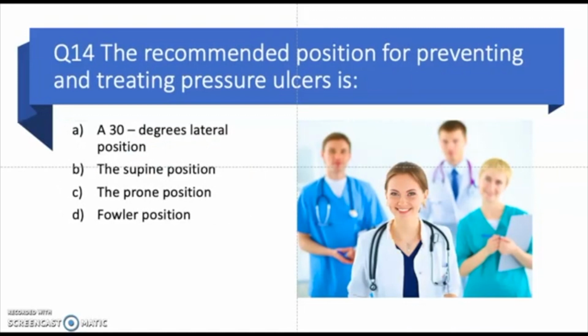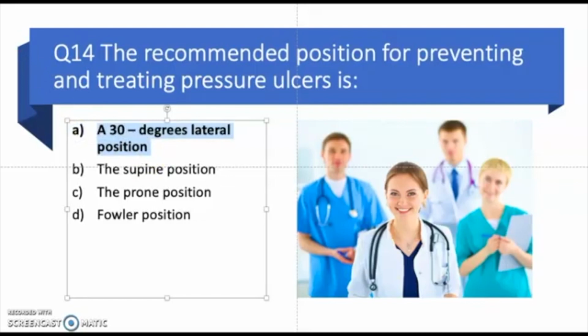Question 14. The recommended position for preventing and treating pressure ulcers is? Take a moment and think about the answers. The answers are not that difficult. You can do it, guys. 30-degree lateral, supine position, prone position, or Fowler's position. So the correct answer is A, 30-degree lateral position. This will prevent any type of pressure.